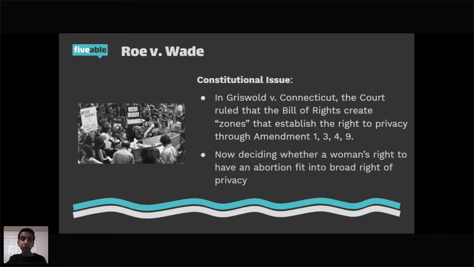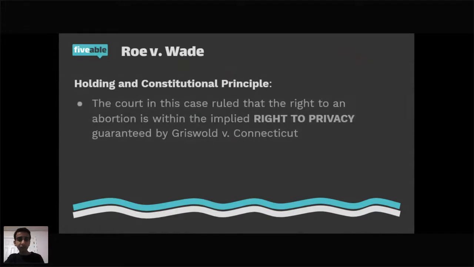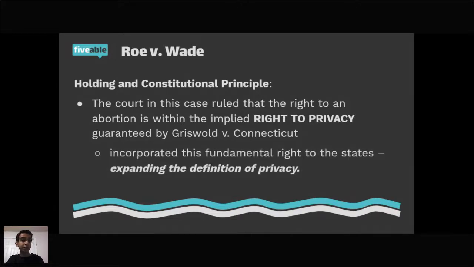Now they were deciding whether a woman's right to privacy, or a woman's right to an abortion, fit within the zones of privacy established in that previous case. So the holding and constitutional principle: the right to an abortion is within that implied right to privacy guaranteed by Griswold versus Connecticut. It incorporated this fundamental right to the states, expanding the definition of privacy. A lot of these cases, like I said before, are easy to categorize: did they strengthen our rights, adding to them, or did they detract or limit our rights? It's a really easy way to remember the content of these cases.